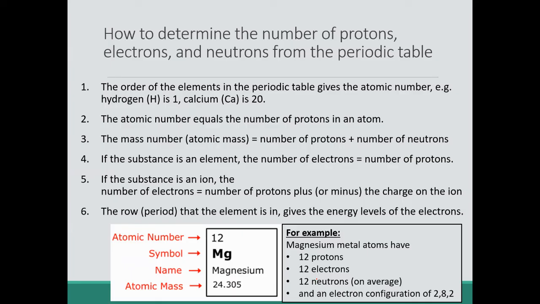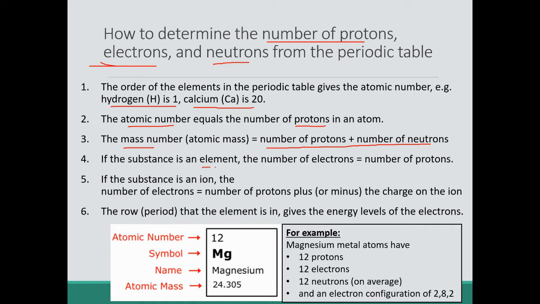First of all, just to recap on how to determine the number of protons and electrons. Electrons have a negative charge, protons have a positive charge, and neutrons have no charge, remember. The order of the elements in the periodic table gives the atomic number. Hydrogen is 1, calcium is 20. Those are the ones we need to know for level 2 chemistry, 1 to 20. The atomic number equals the number of protons in an atom. The mass number gives the number of protons plus the number of neutrons.